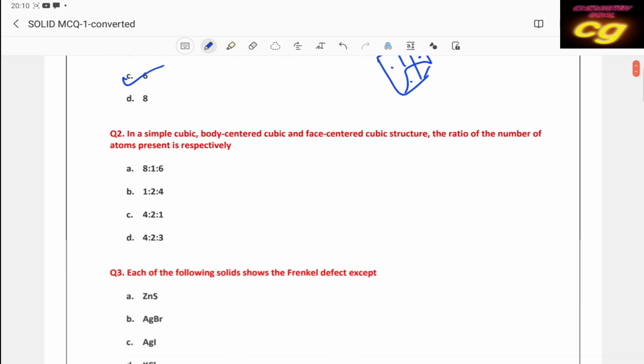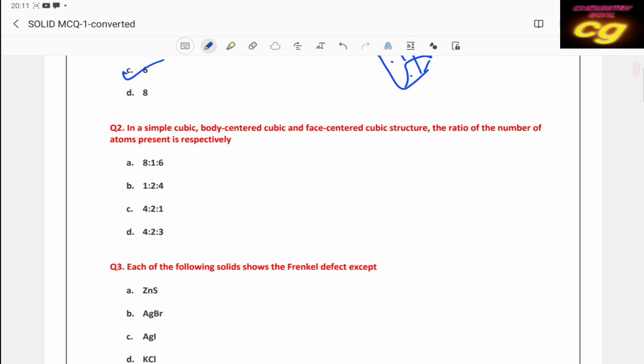Then the second question: in simple cubic, body centered cubic and face centered cubic structures, what is the ratio of the number of atoms present respectively? You know that in simple cubic the number of atoms is 1, in body centered it is 2, and in face centered the number of atoms is 4. This is the Z value. Z value means number of atoms per unit cell. So the answer is 1:2:4, that is B. B is the correct answer.